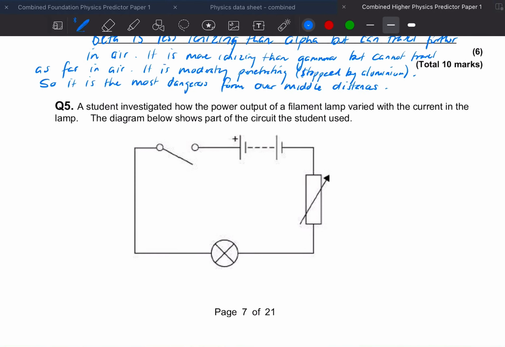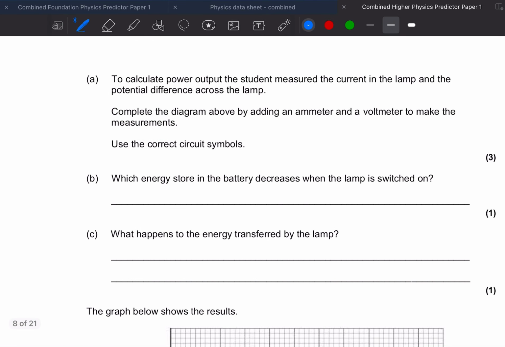Question 5. A student investigated how the power output of a filament lamp varied with the current in the lamp. The diagram below shows part of the circuit used. So this is the IV graphs required practical. So let's carry on. Let's look at the questions.